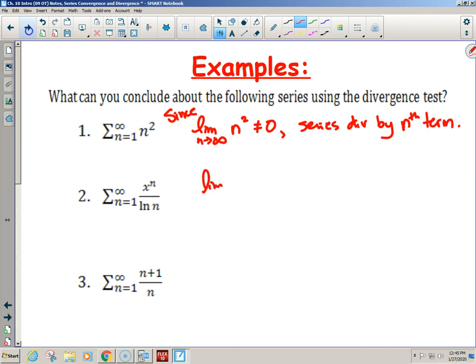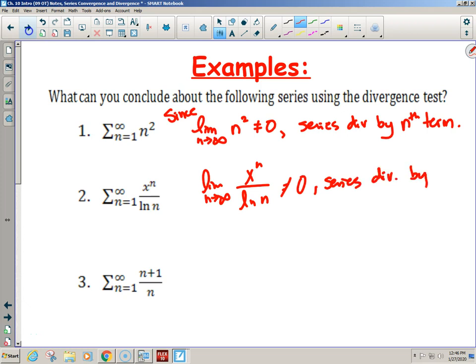How about this one? The limit as n goes to infinity of x to the n all over ln of n. It will only equal 0 if who wins? Stronger. Ln of n or x to the n. We could do a L'Hopital's. No, this is not 0. So you guys will need to show it in order to have your proof be perfect.